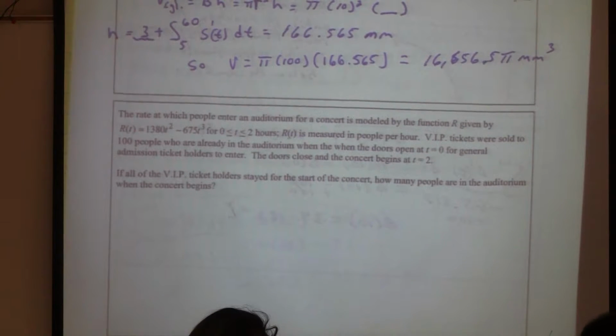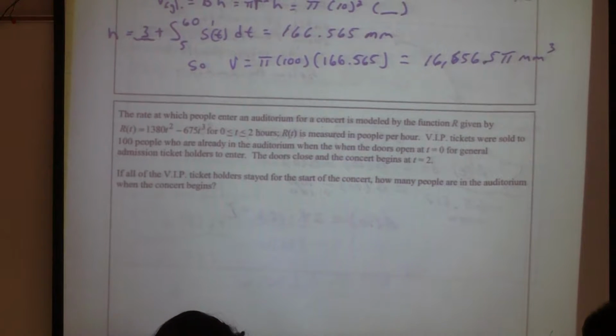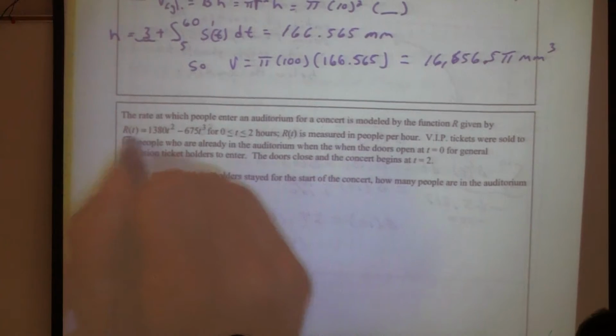This one is talking about the rate at which people enter an auditorium for a concert, modeled by the function r, given by r of t is equal to this, for 0 to 2 hours. Okay, so what does this function represent?